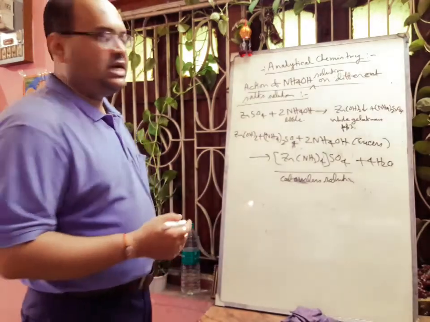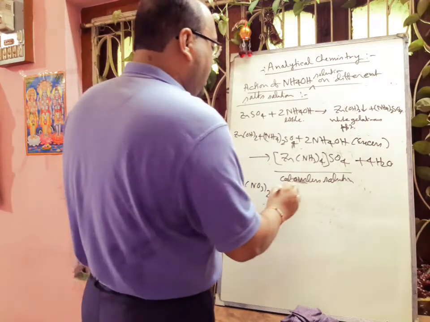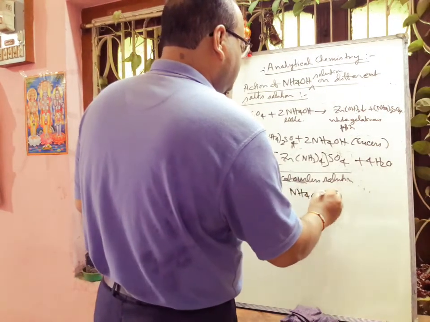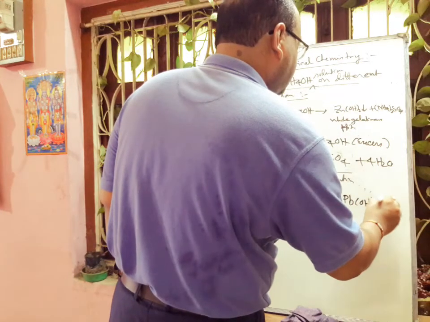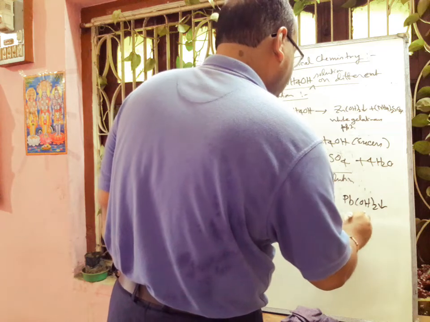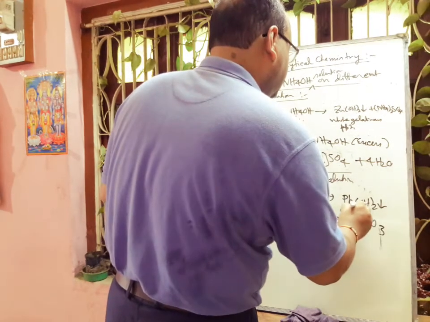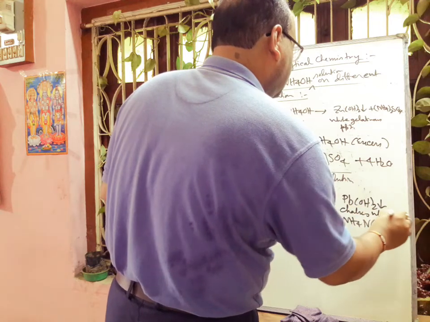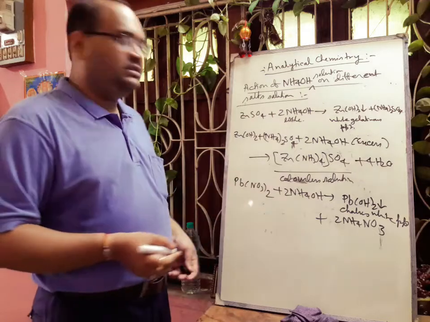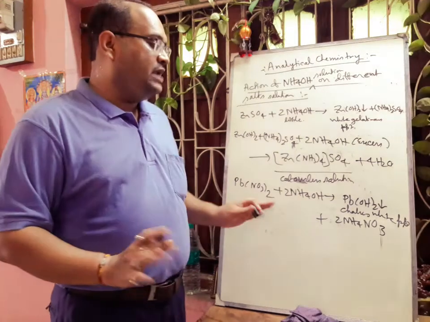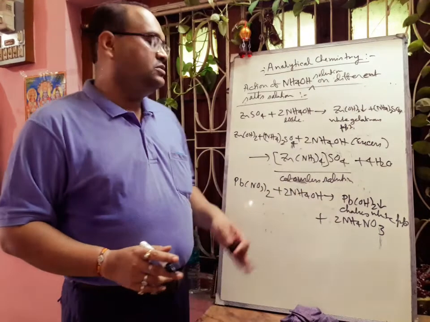And the last one we will discuss, that is lead nitrate solution. Here if we add ammonium hydroxide, then there will be formation of lead hydroxide, chalky white precipitate, plus formation of ammonium nitrate. Now in this case, if we add excess of ammonium hydroxide, then there will be no reaction. That means it will remain insoluble. Okay, in excess this precipitate cannot dissolve. Okay, so hope you can understand.